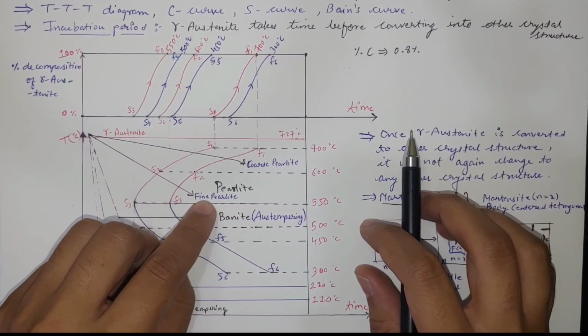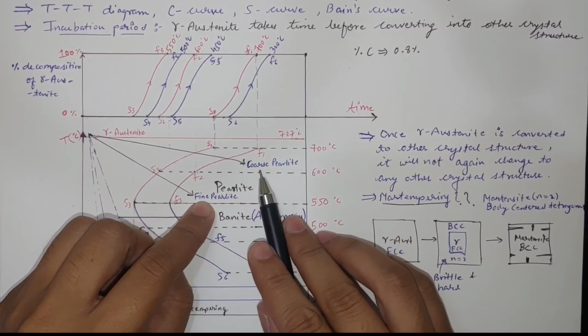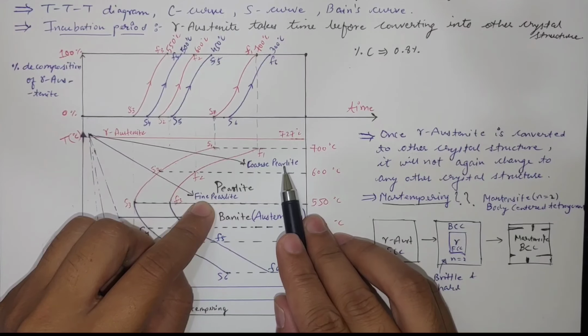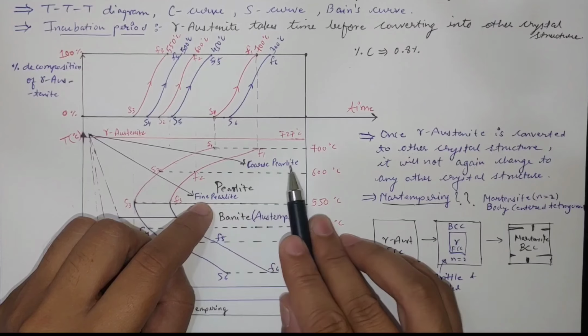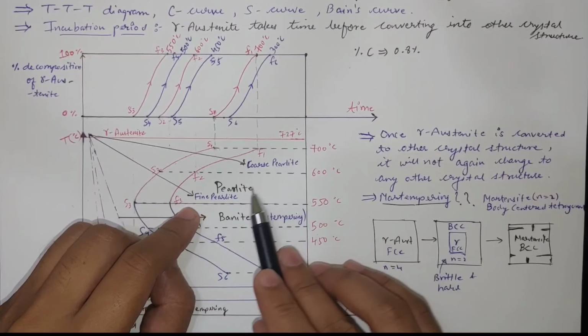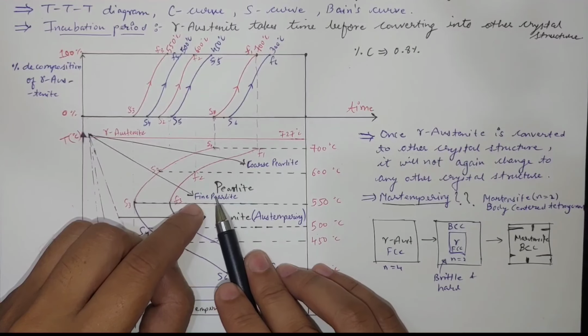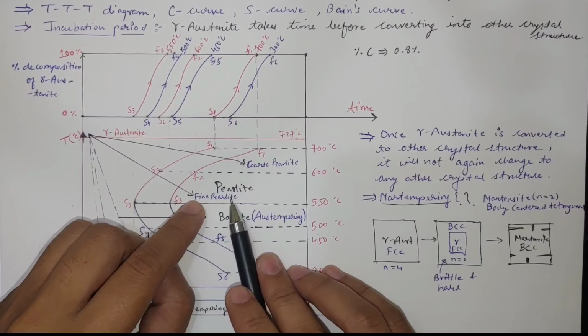So here it will be fine pearlite, which will be more brittle than coarse pearlite. Coarse pearlite will be very ductile and tough, so toughness and ductility will be there. In fine pearlite there will be less ductility and less toughness than coarse pearlite.